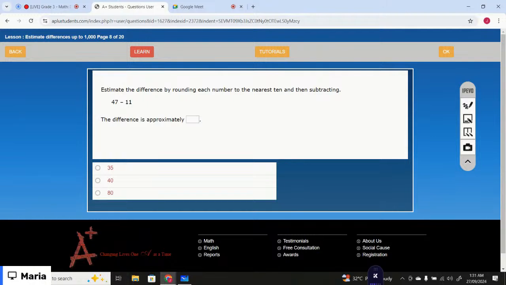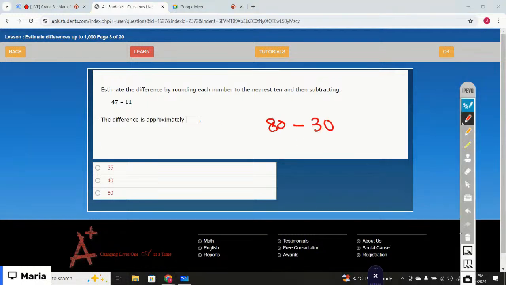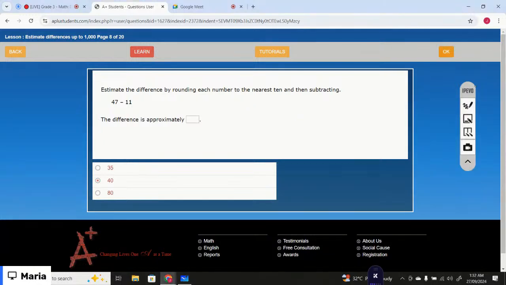Estimate the difference by rounding each number to the nearest 10 and then subtracting: 47 minus 11. So which is the correct option? 47 is rounded to 50 and 11 is rounded to 10. So 50 minus 10 is 40. The correct option is 40. Option number 2 is the correct option.